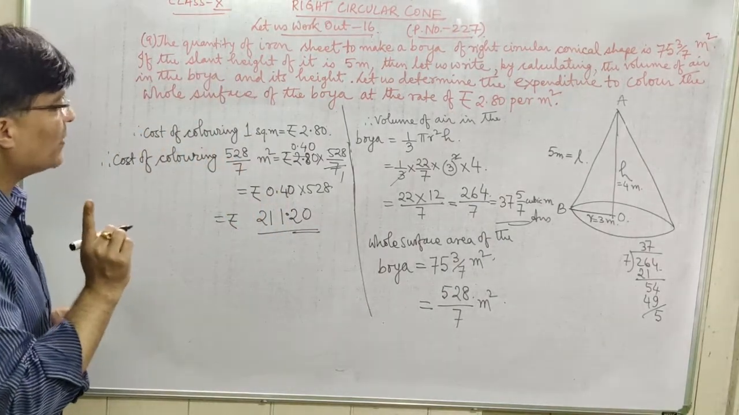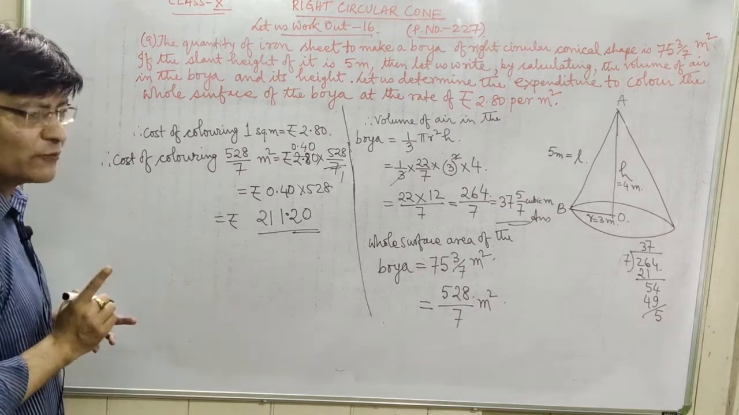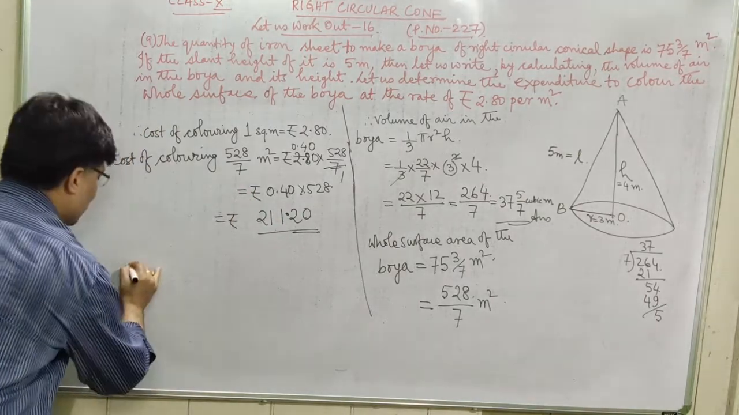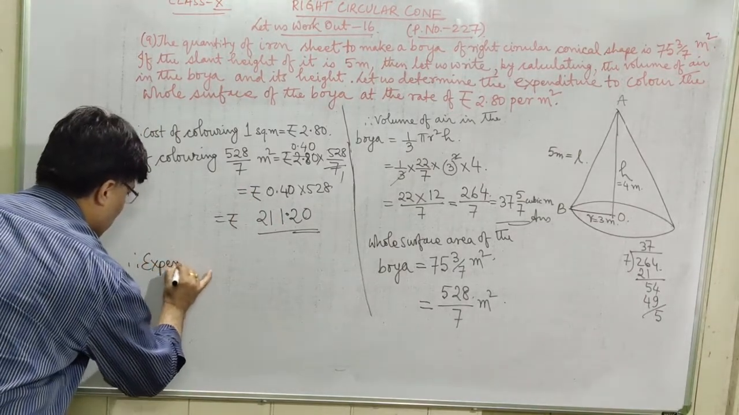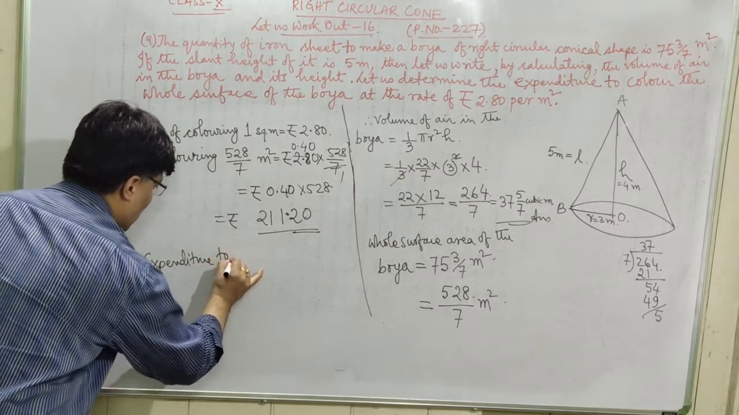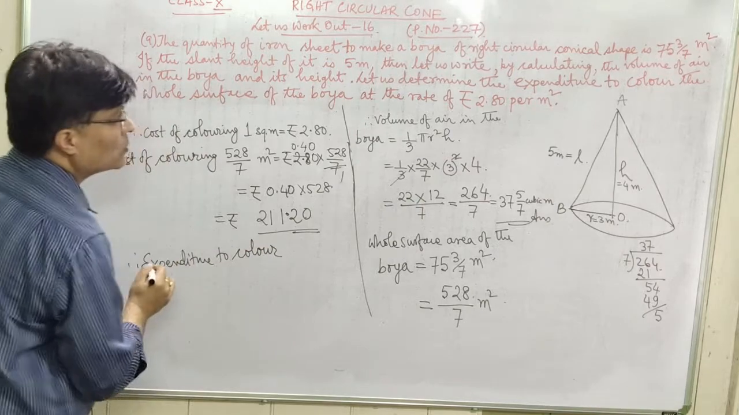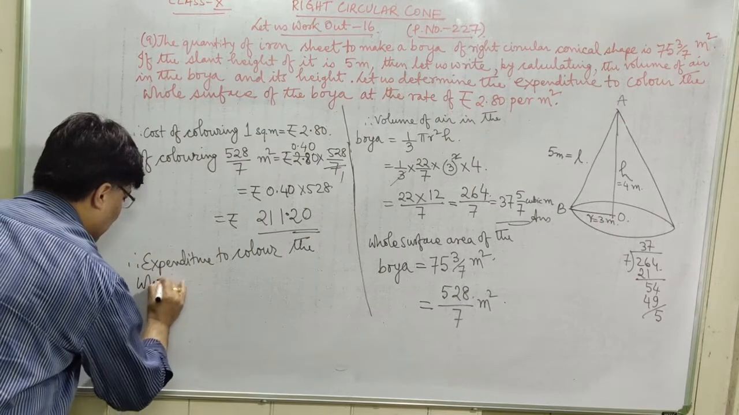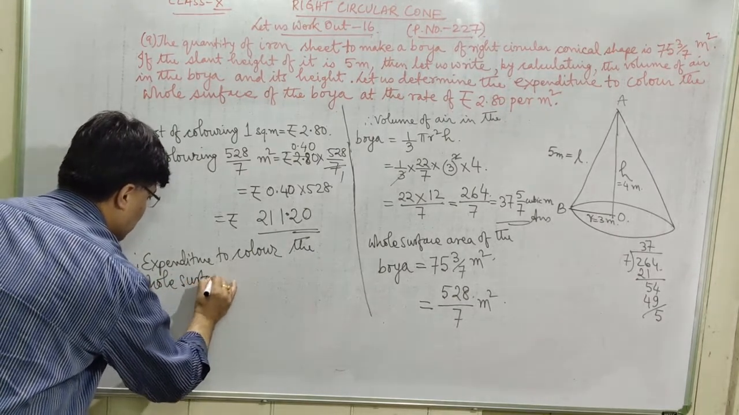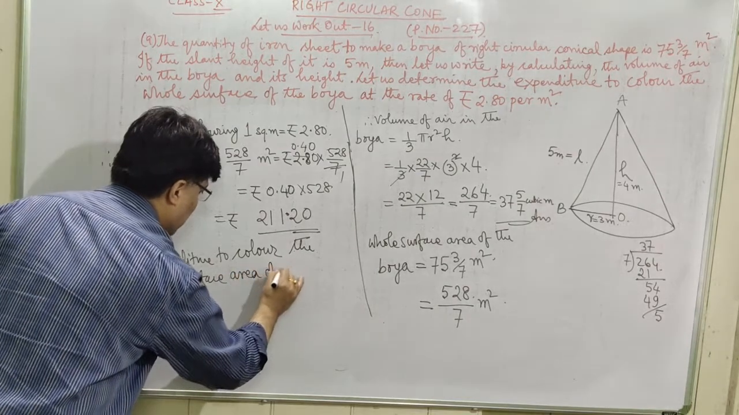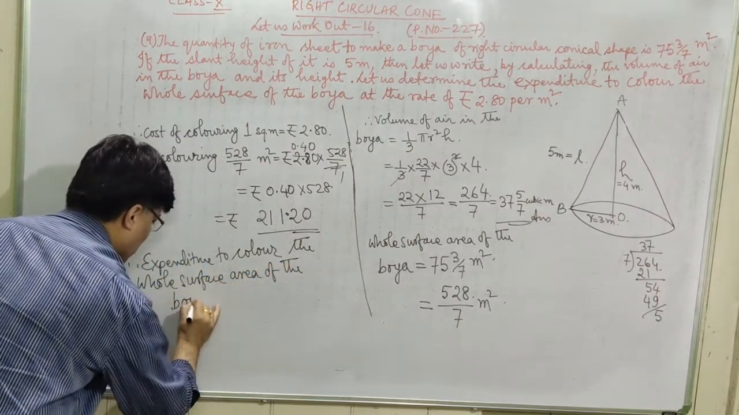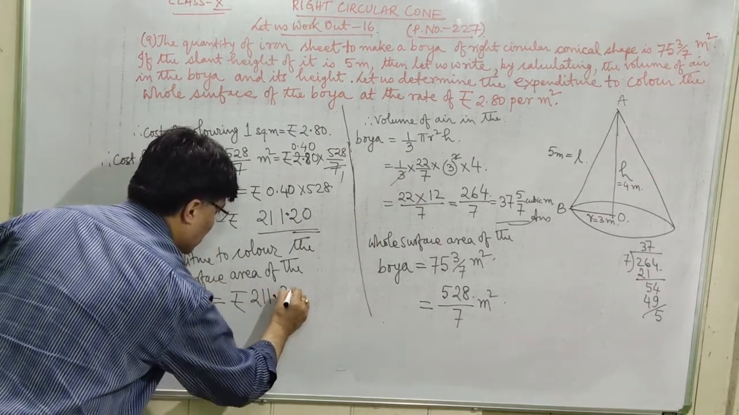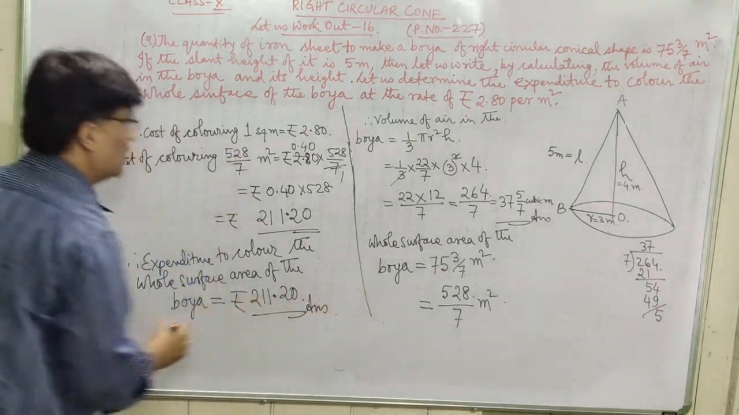So what is the cost of expenditure, or what is the expenditure to color the whole surface area of the boya? That is rupees 211 and 20 paise. That is expenditure to color. So therefore expenditure to color the whole surface area of the boya is equal to rupees 211 and 20 paise. So this is the final answer.